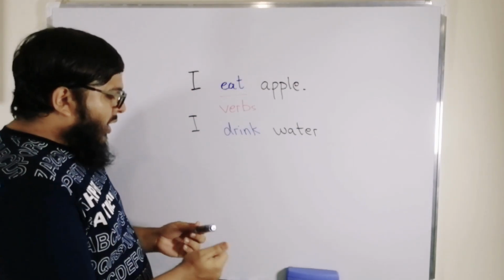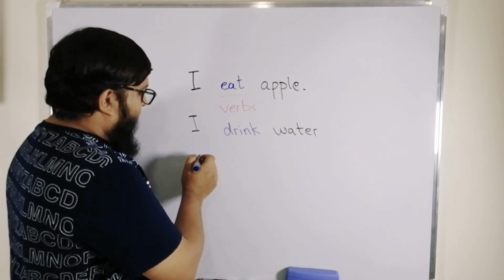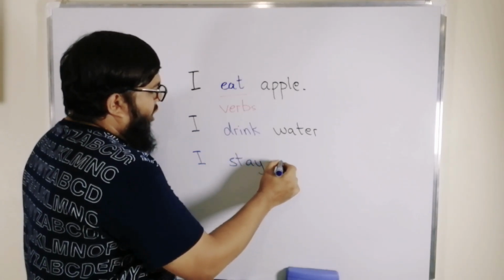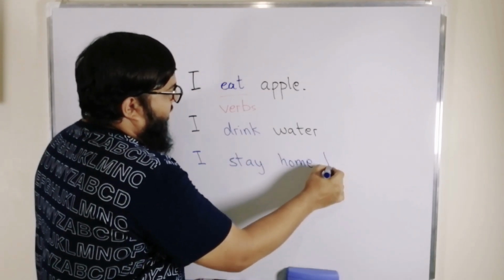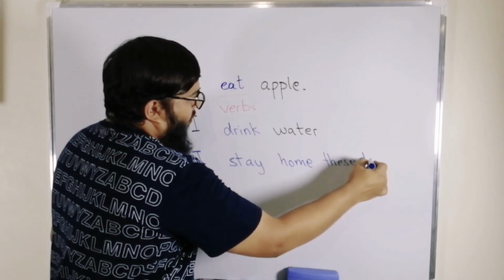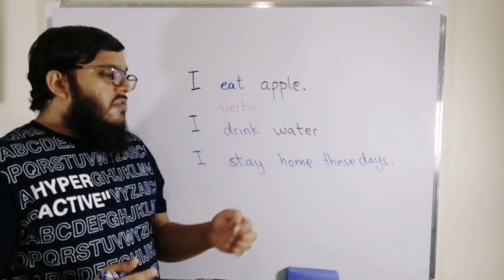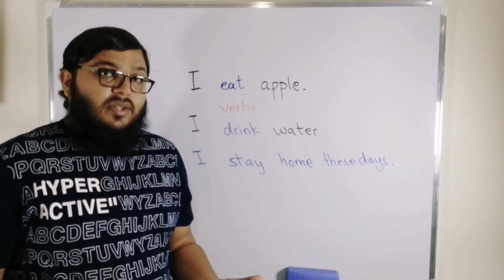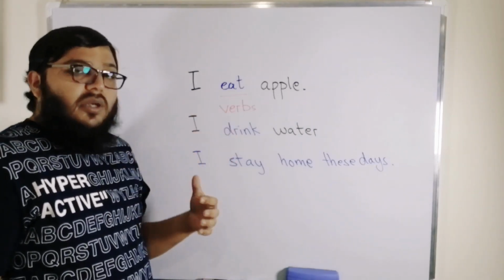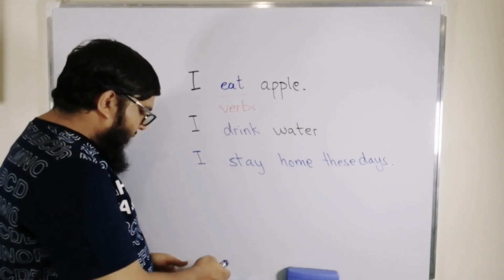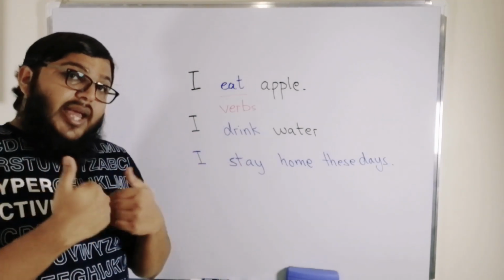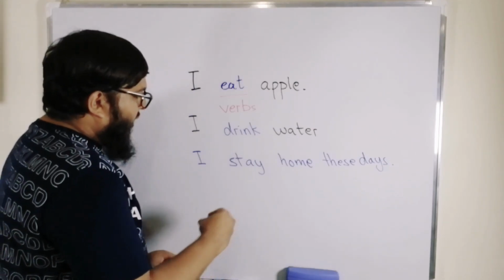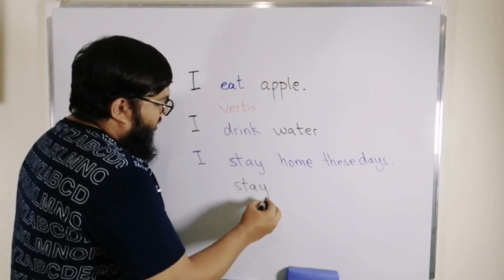Let's talk about it. If I say here, "I stay home these days." Stay is also a verb because it is an action, right? Drink is a verb, eat is a verb, so what are the differences? If I want to say stay for the past action, something I did in the past, what I need to do is simply say "stayed."